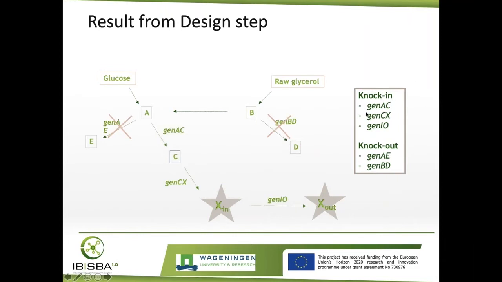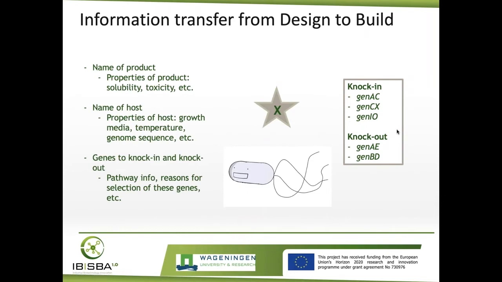So this is a little bit of design from the design step, and this is something that the builders have to keep in mind as well, to see whether it makes sense, because one always needs to interact with the designers, because there are many designs. One has to see which designs are most appropriate and feasible. So we have the design inputs: three knock-ins and two knockouts. Now we need some information transfer from the design process to the build process.